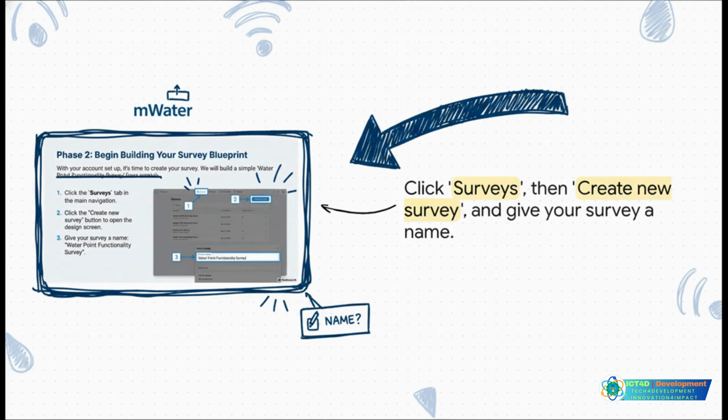Starting a new survey is literally just a few clicks away. You'll click the Surveys tab, then Create New Survey. A little box will pop up asking for a name. And here's a little pro tip for you. Be really descriptive here. Trust me, a good name like Q3 Household Water Quality Survey is going to save you a ton of headaches down the road.